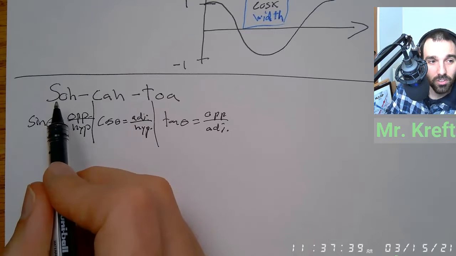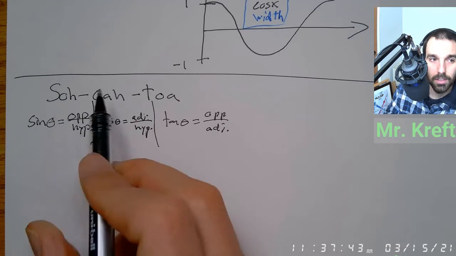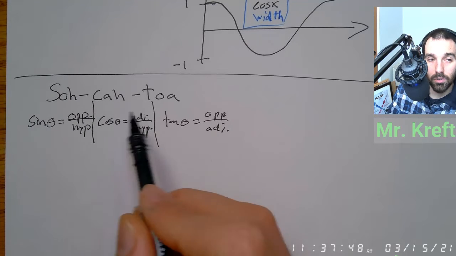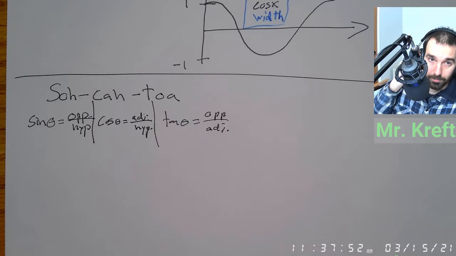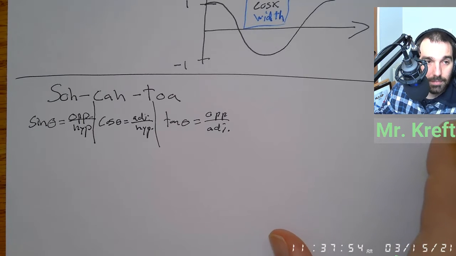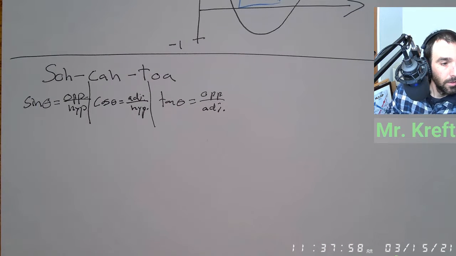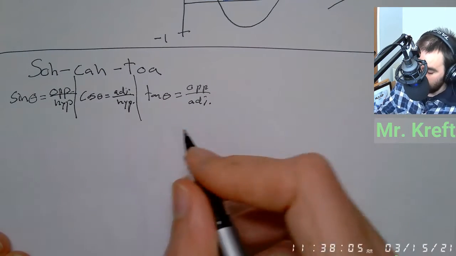But SOHCAHTOA, right, is just saying the S goes with sine, the O is opposite, the H is hypotenuse. C goes with cosine, the A is adjacent, the H is hypotenuse, and tangent is opposite over adjacent. Okay? Neat. You're going to learn a lot about tangent in calculus.